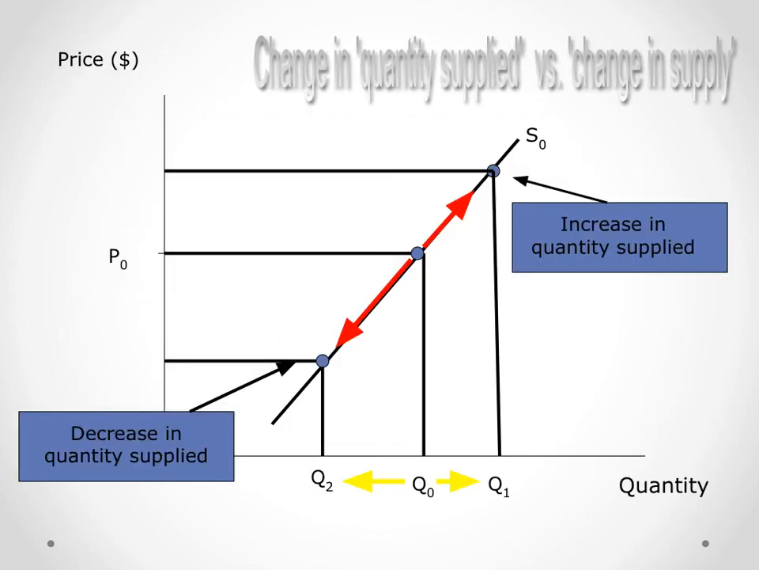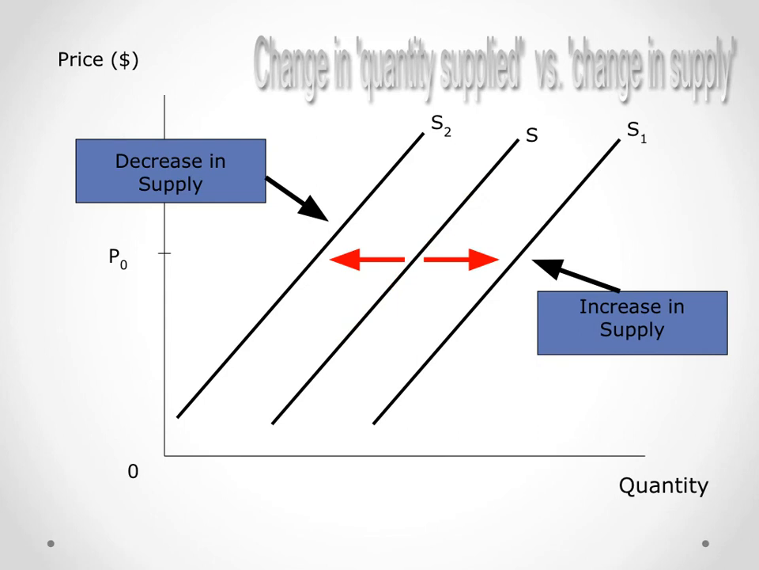Don't forget that a change in price causes a movement along the supply curve and therefore a change in the quantity supplied, while other events cause supply to change and shift.